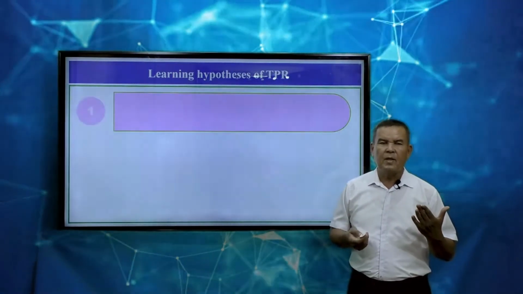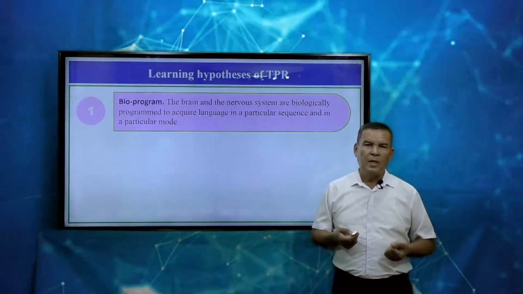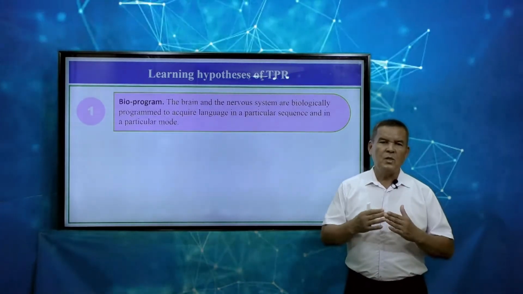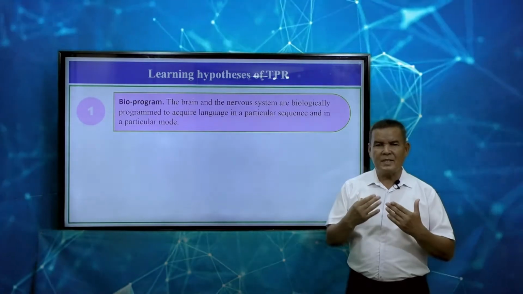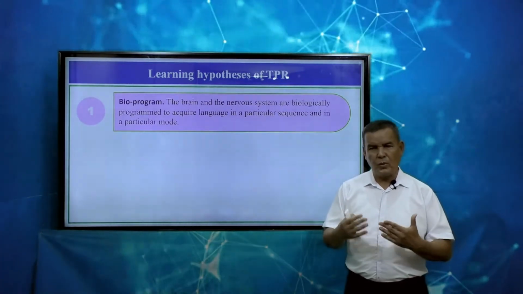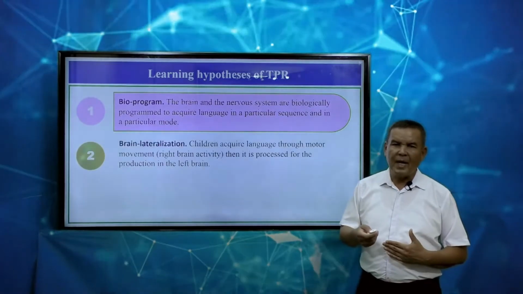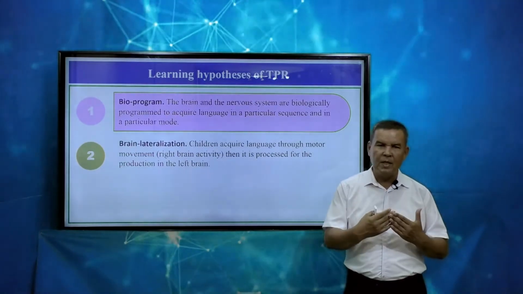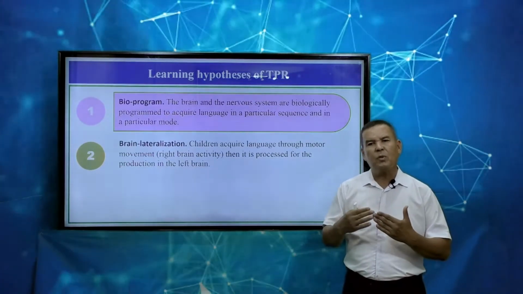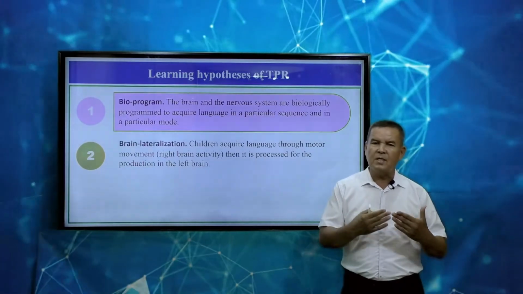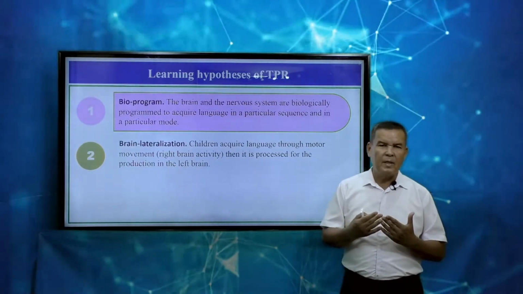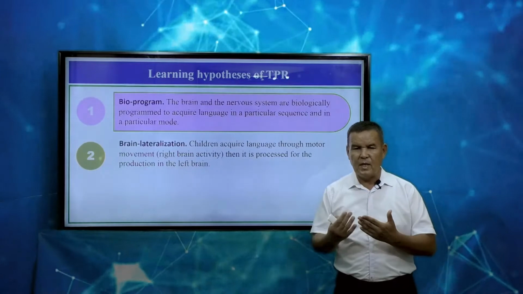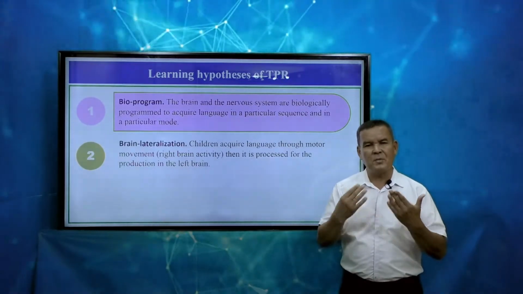TPR has three learning hypotheses. The first, bioprogram. The brain and the neural system are biologically programmed to acquire language in a particular sequence and in a particular mode. The second, brain lateralization. Children acquire language through motor movement, right brain activity. Then it is processed for production in the left brain. We should remember, the right brain is responsible for activities and movement, and the left brain is responsible for speech.